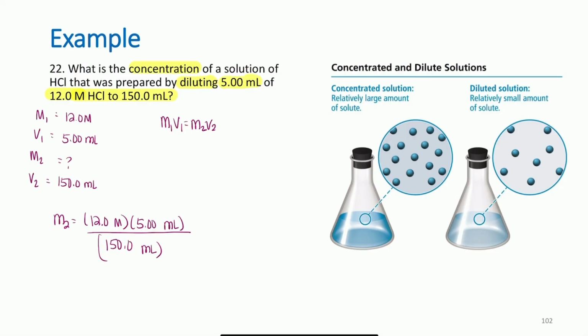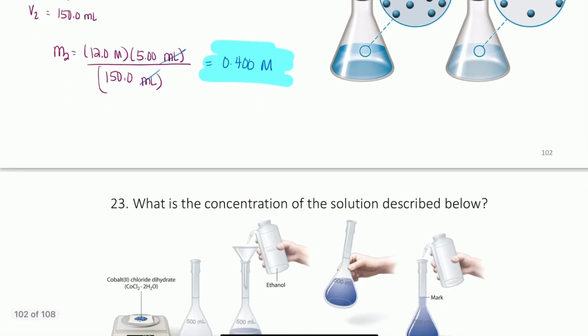Again, the reason I don't have to convert to liters here is because my mLs are canceling out. So some students get confused by that, like why I'm not converting to liters. You can. It's just a point in the calculation that, if you're going to make a mistake, it's just one more place to make a mistake. So I don't do it because I don't need to, since they cancel out. But you are welcome to if it makes you feel more comfortable. You do have to convert to liters in all other calculations with molarity, though. So 0.4 molar. If I take 5 mLs of a 12 molar solution of HCl and dilute it down to 150 mLs, that new solution has a concentration of 0.4 molar.